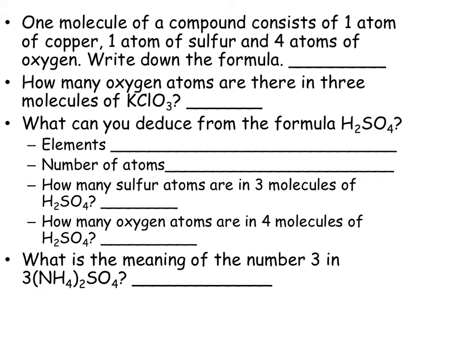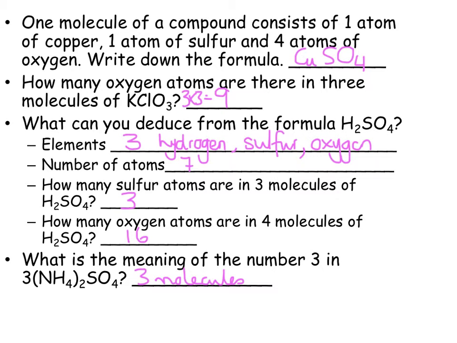One molecule of a compound, press pause, do this, and then we'll go through it together. So, if we're going to have 1 atom of copper, 1 of sulfur, and 4 of oxygen in one molecule, it's CuSO, subscript 4. How many oxygen atoms are there in 3 KClO3s? I put a big fat 3 in front. 3 times 3 equals 9.